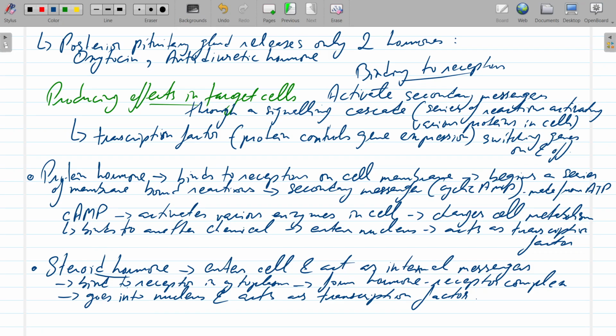Right, and because it's regulating gene expression, it's switching the gene on or off, and so RNA polymerase, transcription, mRNA, translation, protein, that whole thing. Is that clear? Yeah.